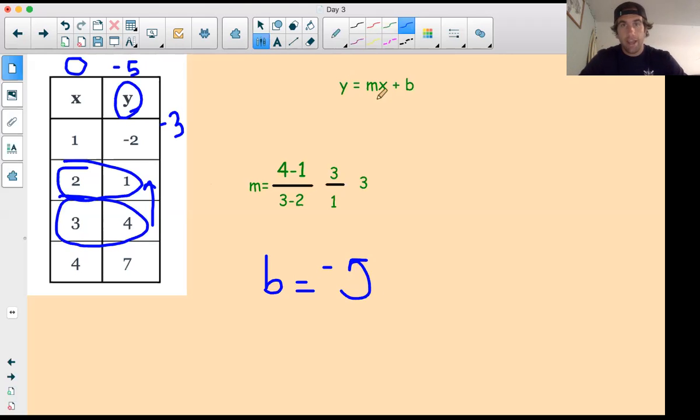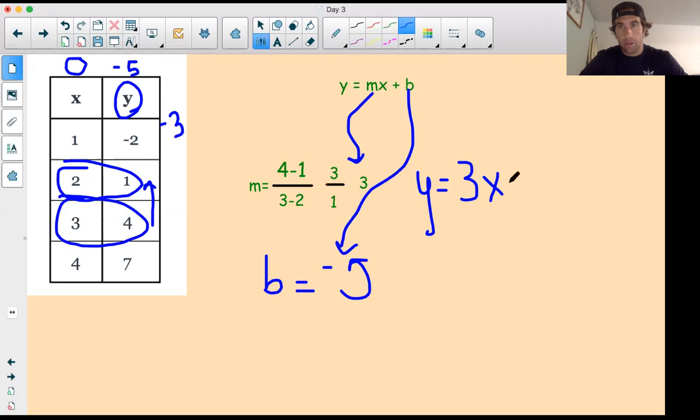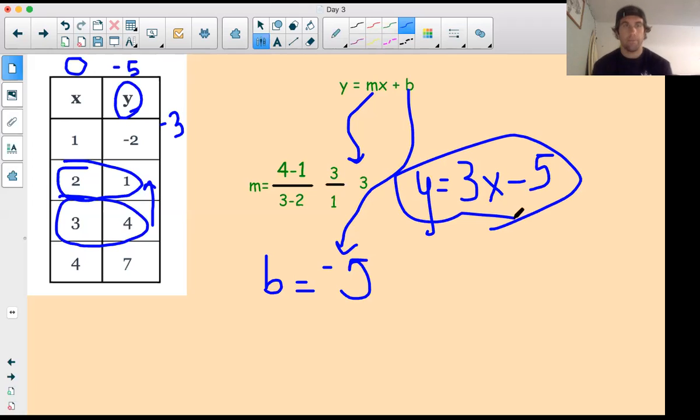Now when I replace this, I have y equals, what's m? 3. So it's 3x. And what's b? I replace b with what? Negative 5. So it's minus 5. There's your answer, okay? How did I know this? This is going down by 3. Minus 3 here, minus 3 here, minus 3 here. I just followed the pattern. Negative 2, take away 3 is minus 5, okay?